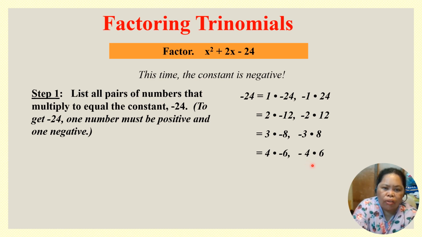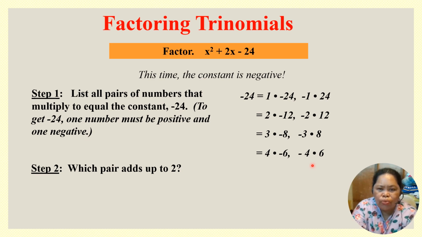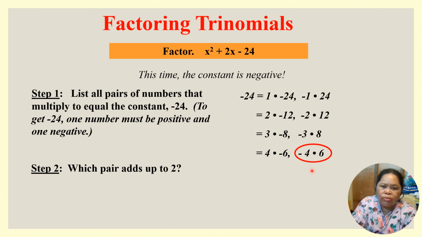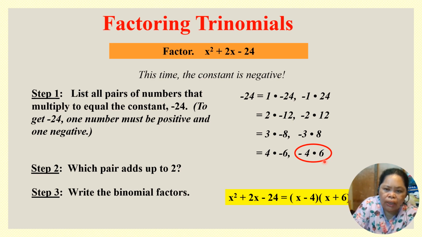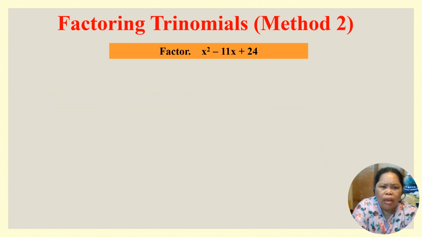Then step 2: which pair adds up to 2? Of course we have this one, negative 4 plus 6, so that is positive 2. Then write the binomial factors, so we got here x minus 4 and x plus 6. So this is the final answer. That's great. Now let's have method number 2. How are we going to do this?